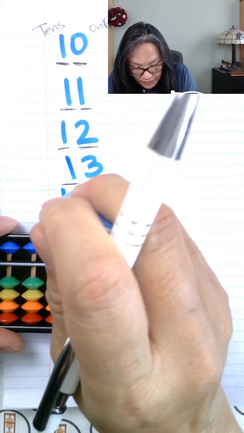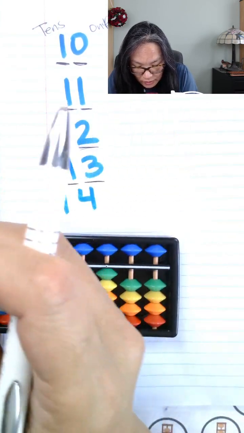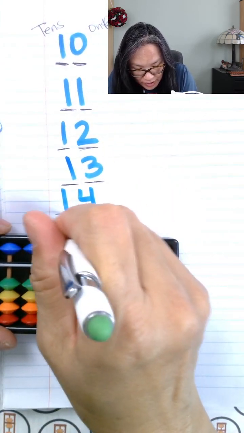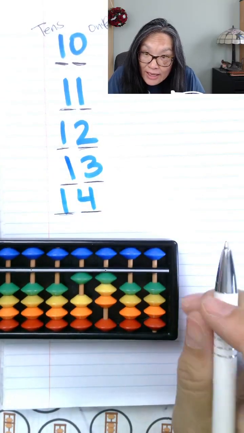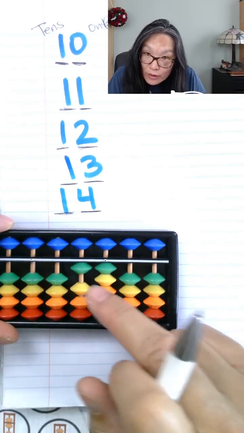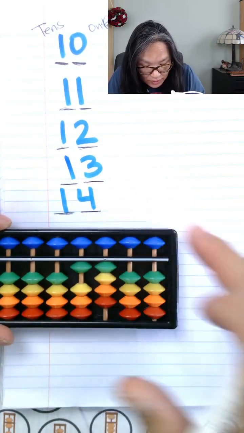So anybody have any questions, let me know. We're going to continue on to adding and subtracting, multiplication and division. I don't know if we can get to division, but the biggest thing is understanding how to add and subtract. And then we have 14. That's what 14 looks like on the abacus.